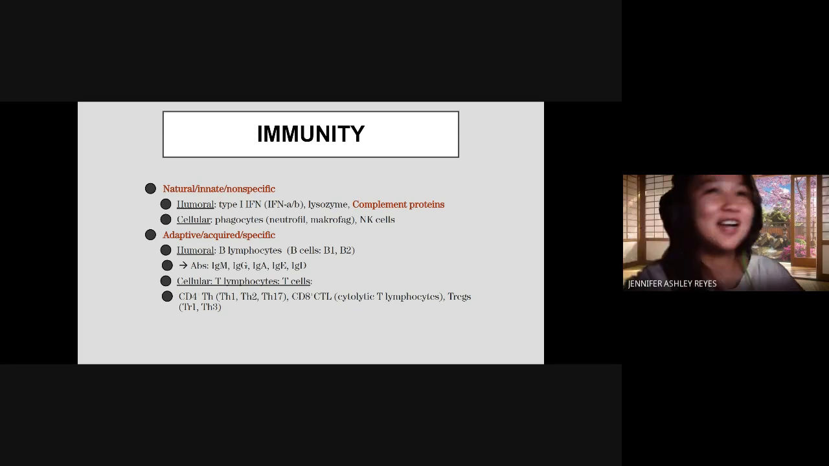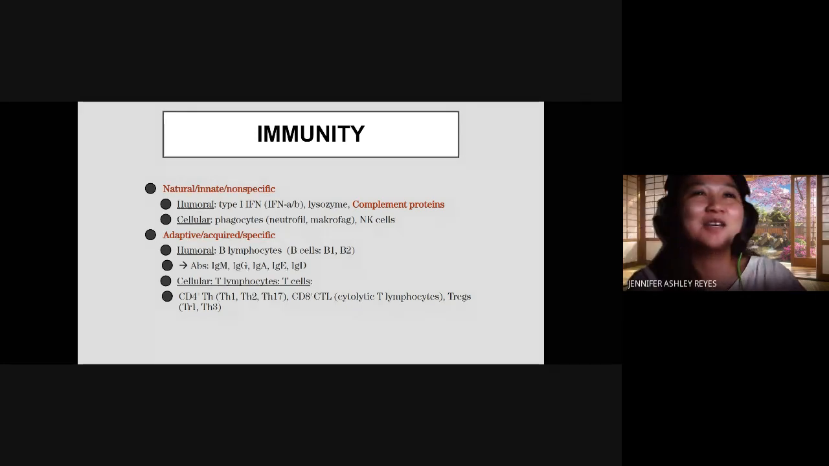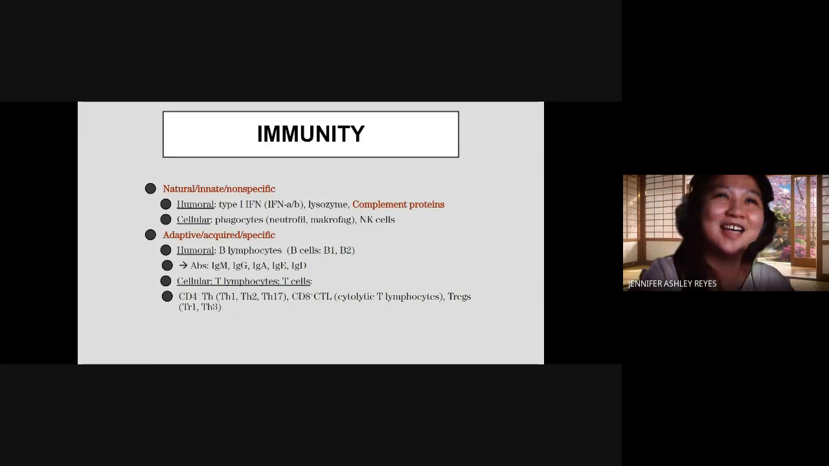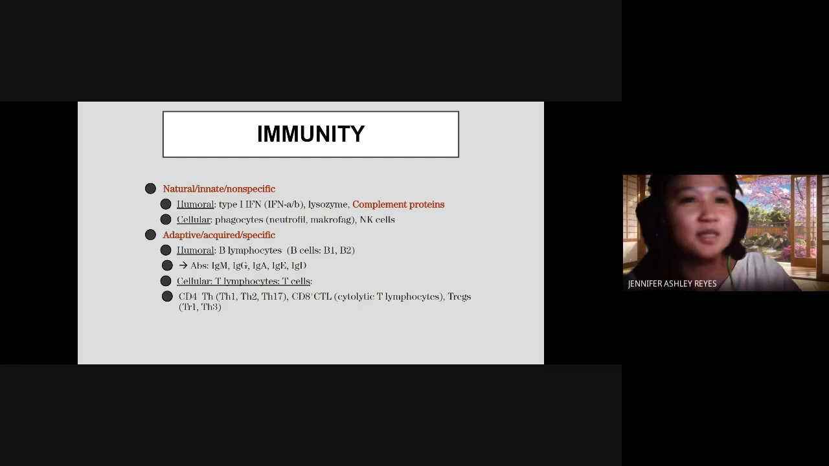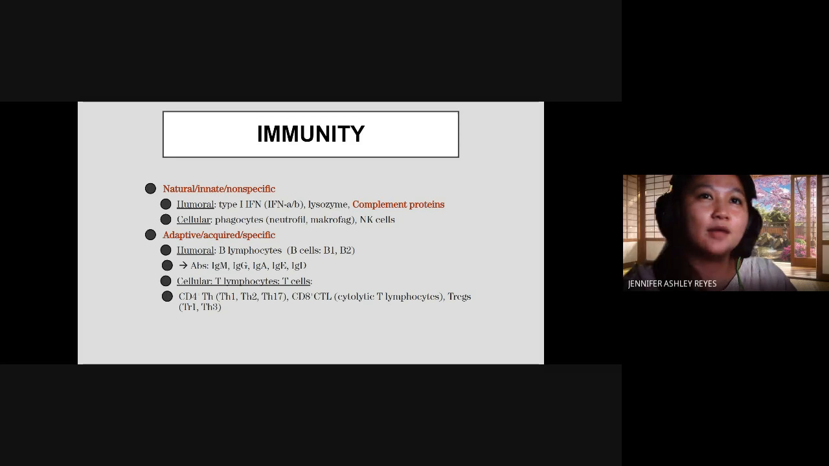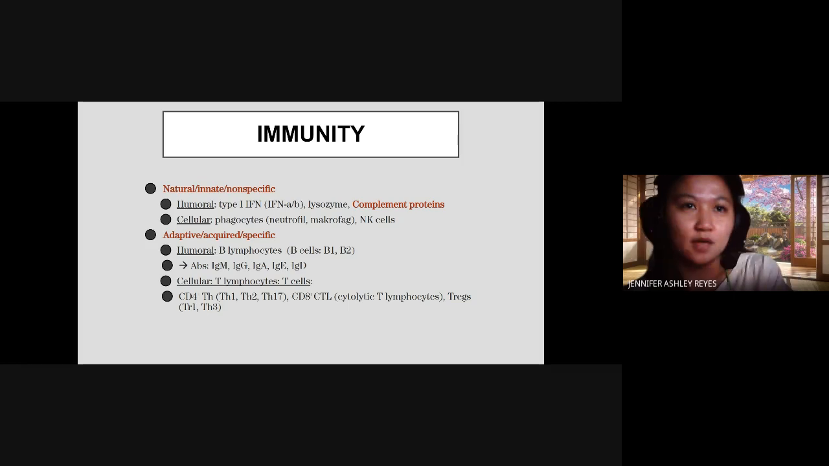Sige, humoral ng ating natural immunity mostly involves mga cytokines na non-specific complement proteins. So, kahit na may involvement tayo ng antibody, yung complement proteins can be considered as a humoral version of the natural or innate non-specific immunity. So, kasama na diyan yung mga interferons and lysozymes. So, yung mga lysozymes, saan ngang part yan ng immunity? Sa phagocytosis. So, tumutulong sila na i-destroy kung ano man yung nakain ng phagocytes natin.